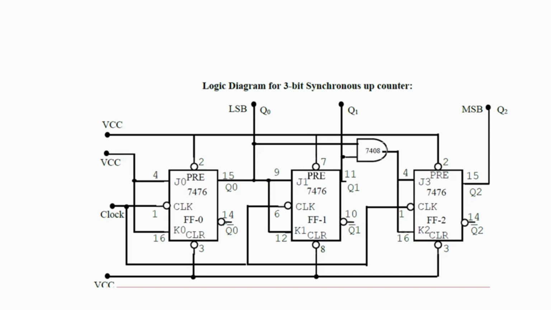Using these equations, the logic diagram for a 3-bit synchronous up counter is built using the IC 7476. Here Q2 is the most significant bit and Q0 is the least significant bit. Since it is a synchronous counter, the clock pulses of all these 3 JK flip-flops are tied to a single clock.